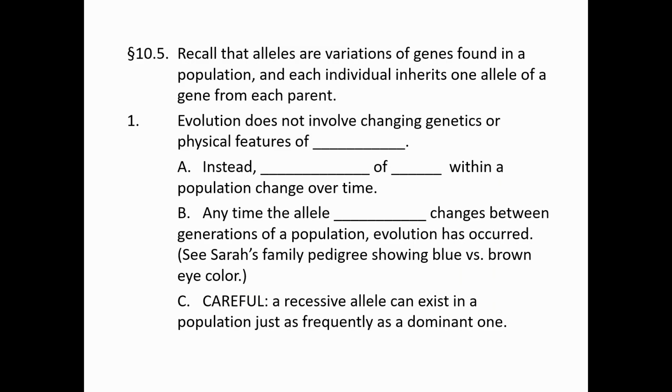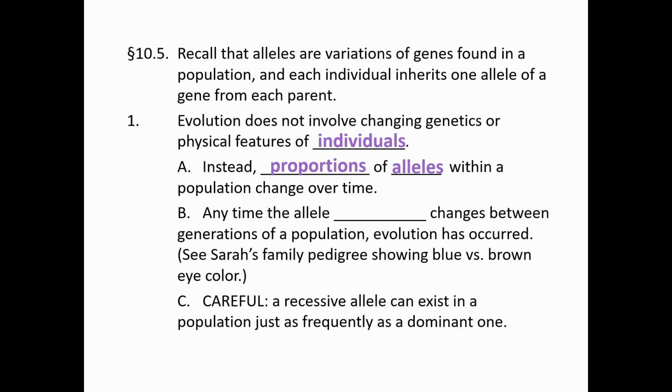Now, a little bit of background information, a little bit of review before we go too far in. We need to remember that alleles are the variations of the same gene found in a population, and that every individual is going to have two alleles, one allele for the gene from each parent. And it's important to remember, like we talked about in the last set of videos, that evolution doesn't involve changing genetics and it doesn't involve changing individuals. We're looking at populations when we're looking at evolution. So instead, we're looking at the proportions of alleles within a population changing over time.